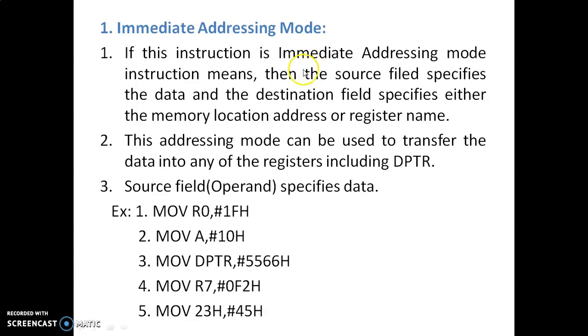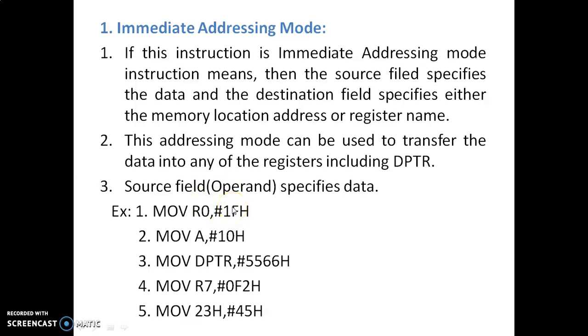Immediate addressing mode means that if the instruction is an immediate addressing mode instruction, then the source field specifies the data and the destination field specifies either the memory location address or the register name. We know that the assembly language syntax follows two fields. One is the opcode field and the second is the operand field. This operand field is again divided into two parts, one is the destination field and the other is the source field.